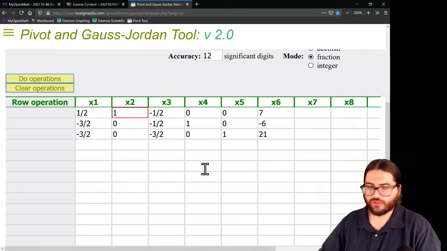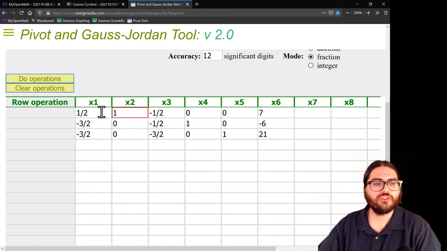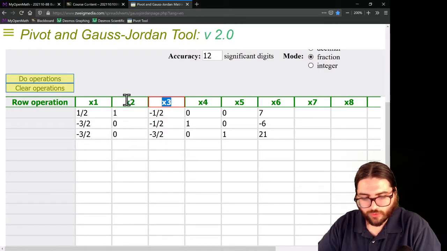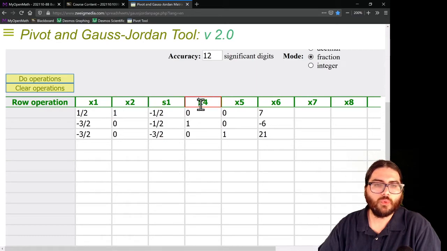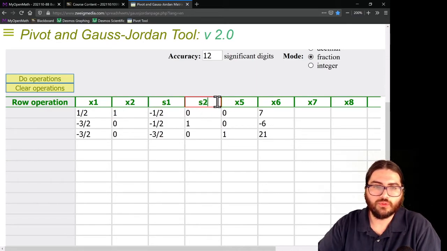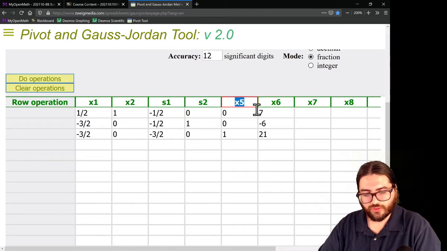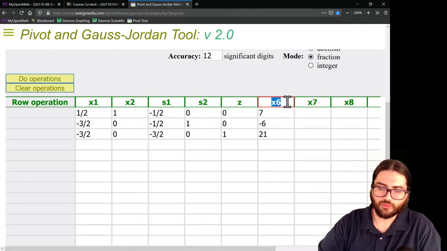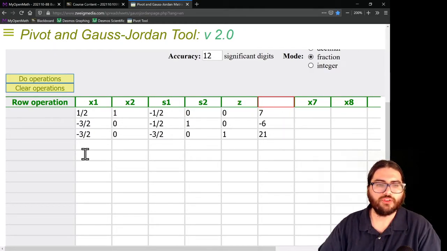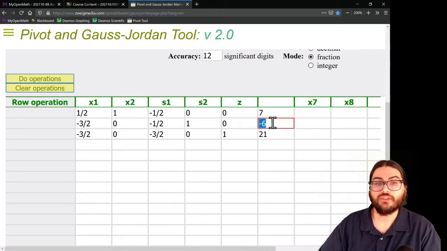Just to verify for myself. Right now I'm looking at the solution x1 equals 0. It's non-basic. x2 equals 7. Right, this was S1 in my OneNote. This was S2. This was Z. And this was the blank column of constants on the other side. So S1 is 0. It's non-basic. S2 is equal to -6. Z is equal to 21.